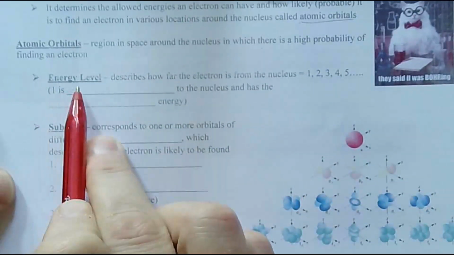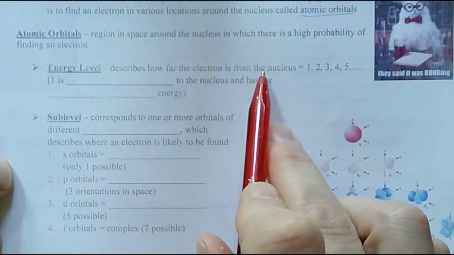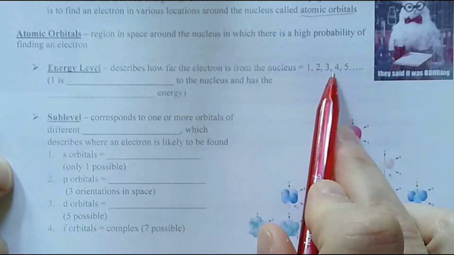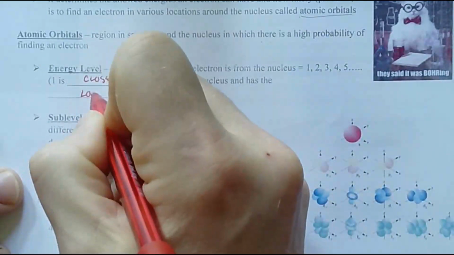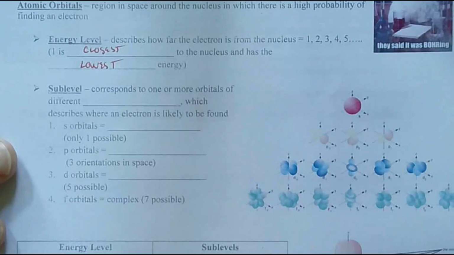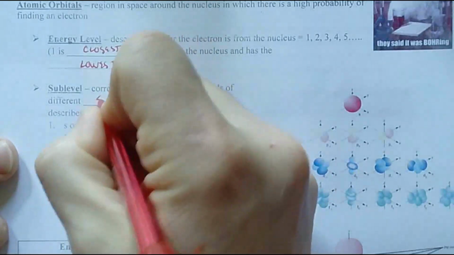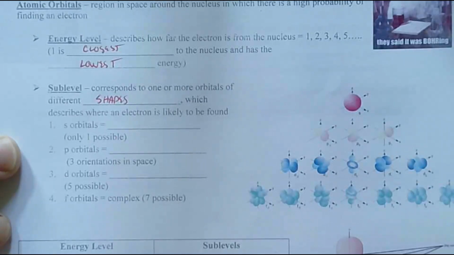These electrons are also classified as being in certain energy levels, which describes how far the electron is from the nucleus. So it's given a whole number, 1, 2, 3, 4, 5, whatever. 1 is closest to the nucleus and has the lowest energy. A sublevel just corresponds to one or more orbitals of different shapes. And these shapes were dependent upon the probability and statistics that you'd be able to find them there. And there's 4 main types of sublevels that we know of.